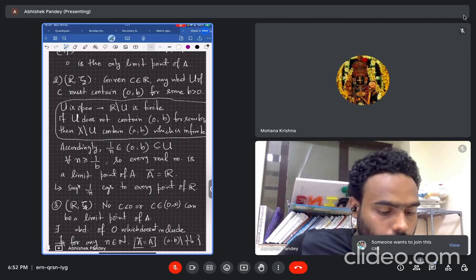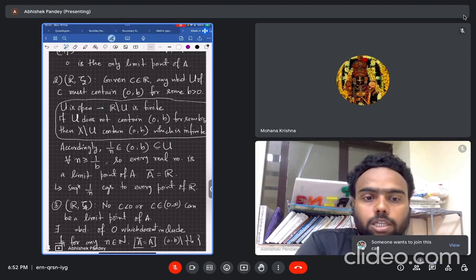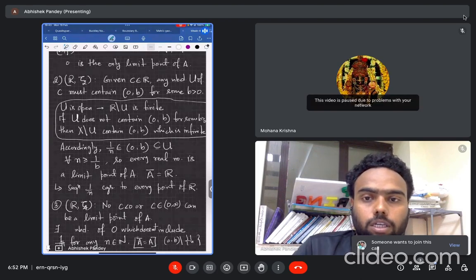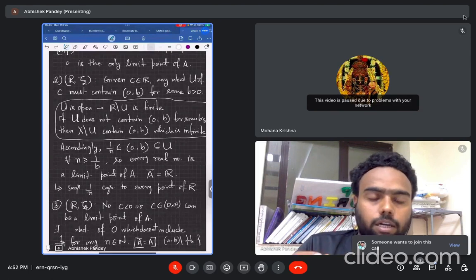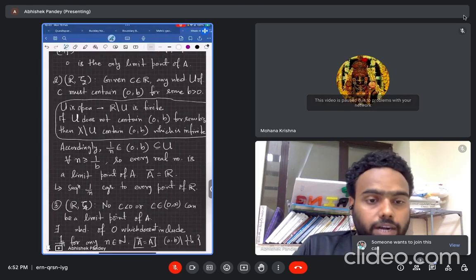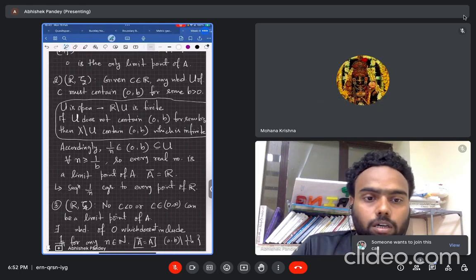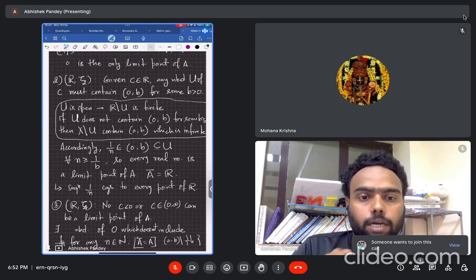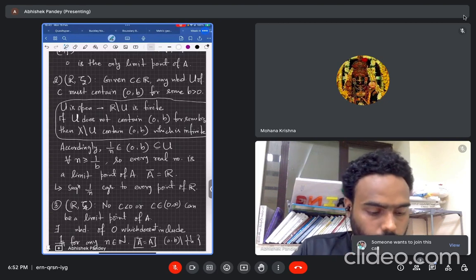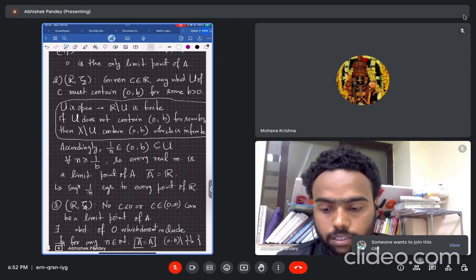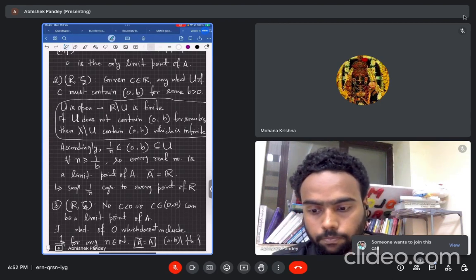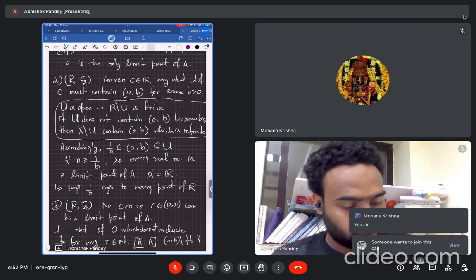Now is it clear? Because we need to find a neighborhood which does not intersect. The condition for a limit point is that every neighborhood should intersect, removing that point. So we need to find a neighborhood which does not intersect. So obviously in the K topology, you have neighborhoods of the form (a, b) minus 1/n. So this is done. 0 cannot be a limit point. Is it clear? Okay.